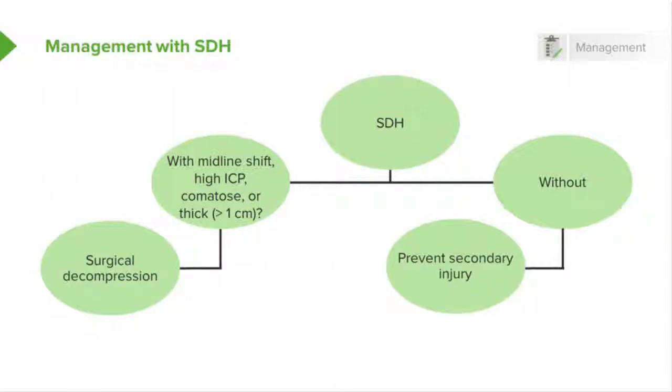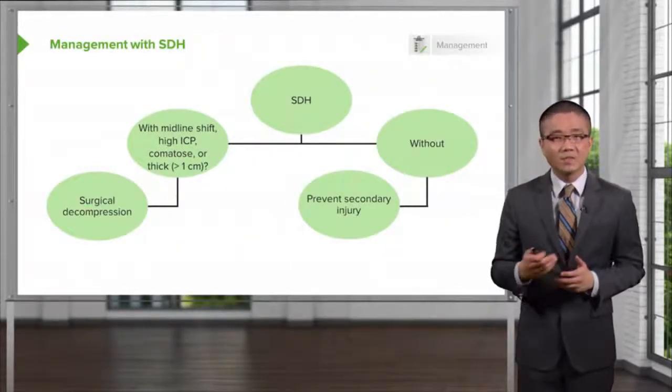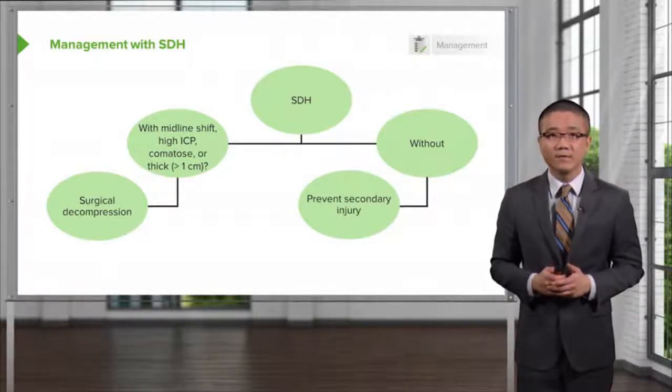Of course, if the patient doesn't have any of these significant findings, then our job as trauma surgeons is to prevent secondary injury. What does it mean to prevent secondary injury? With any trauma, just like when you bang your knee, some swelling is bound to happen. We want to decrease swelling and also prevent ischemia, or low perfusion, of your brain.